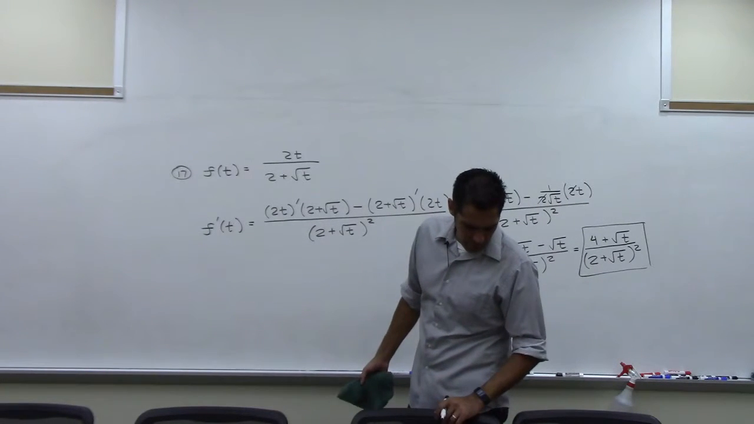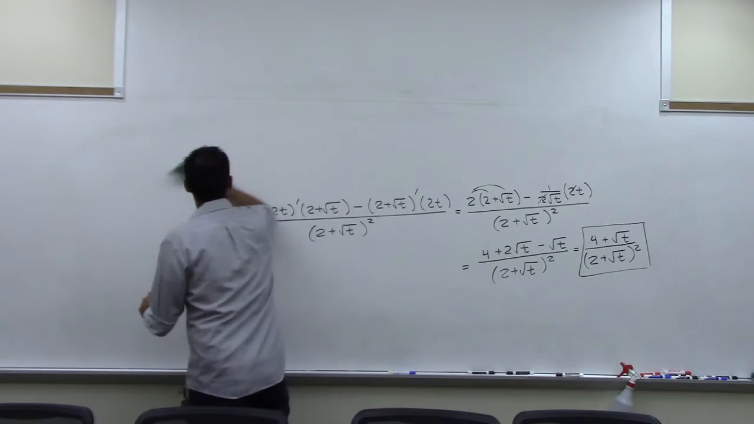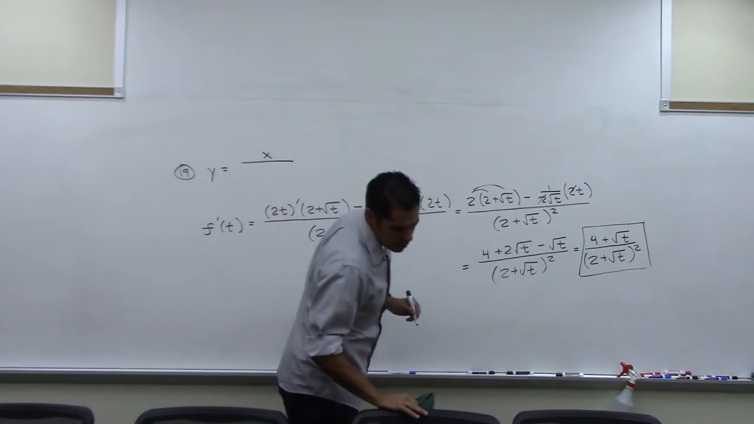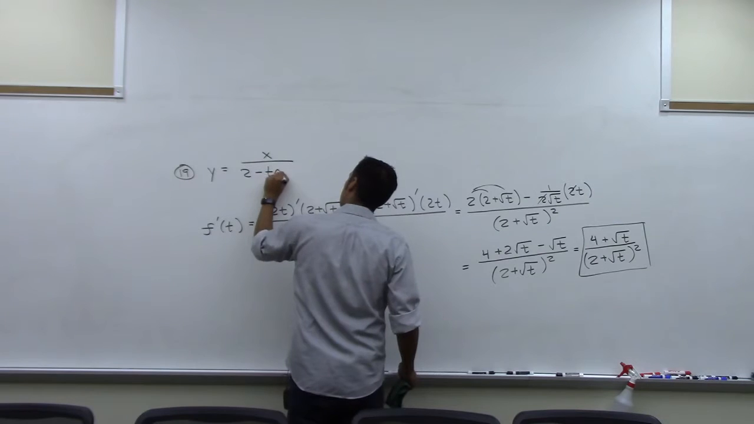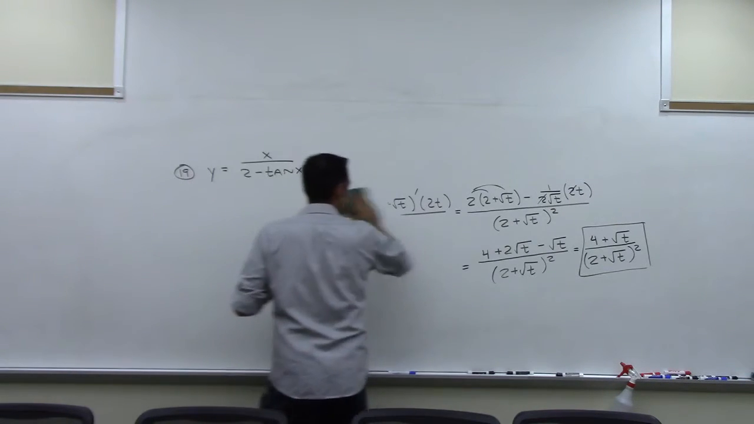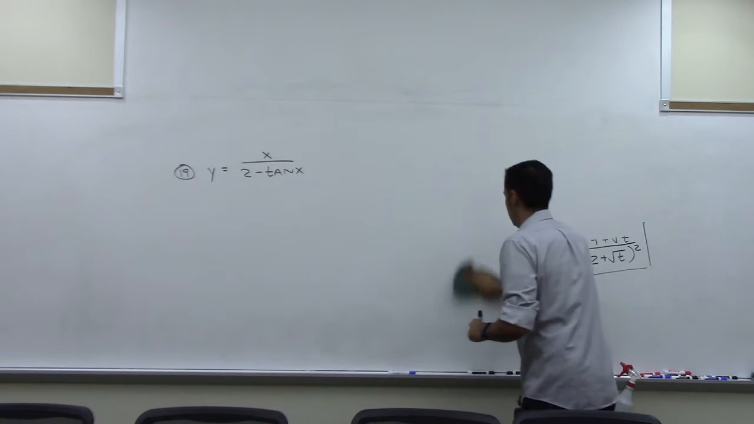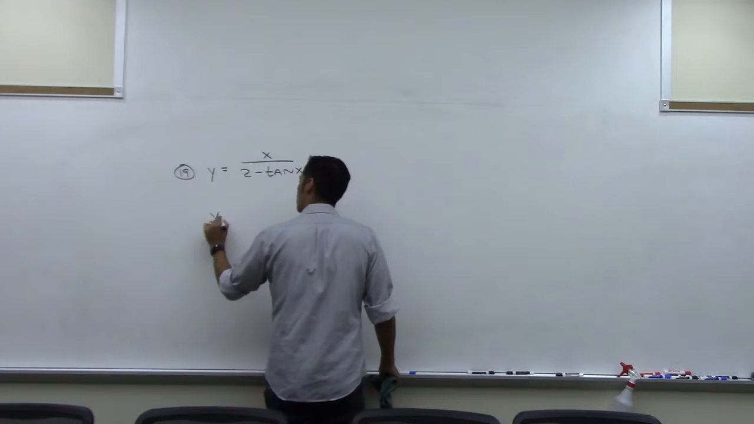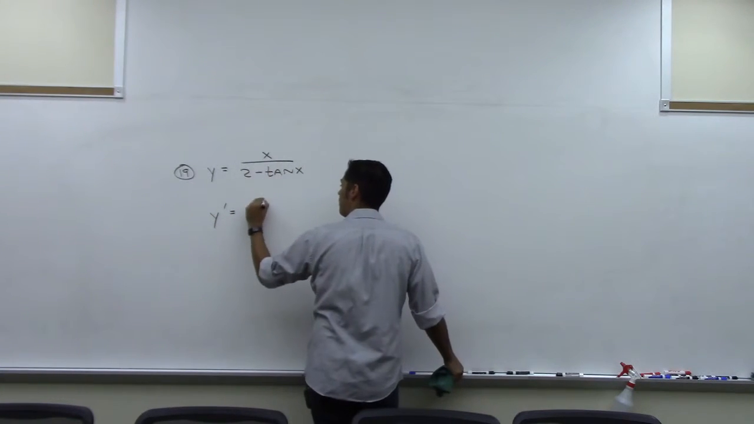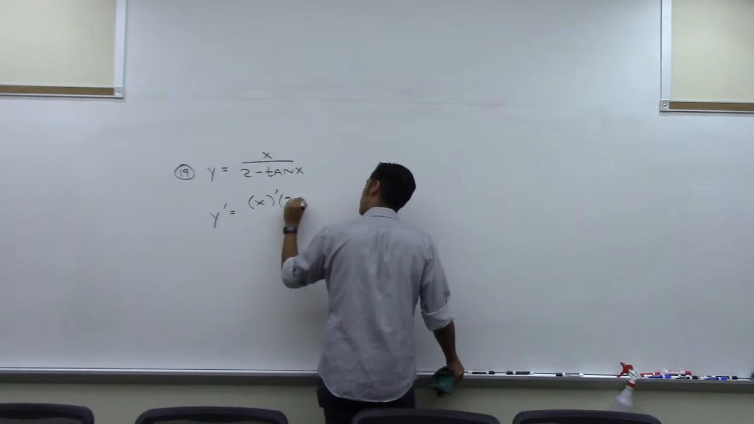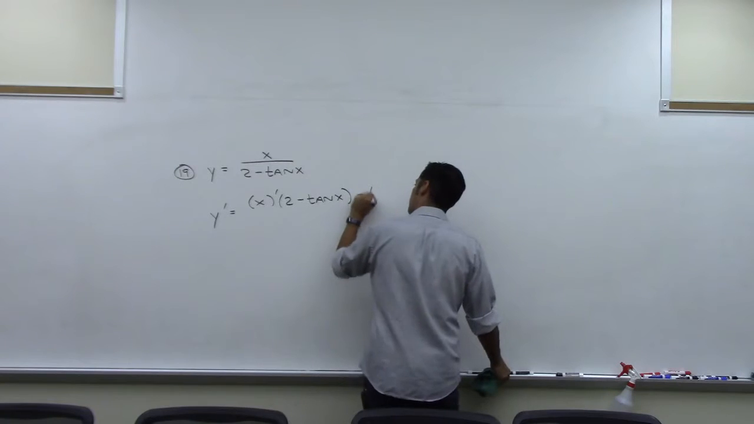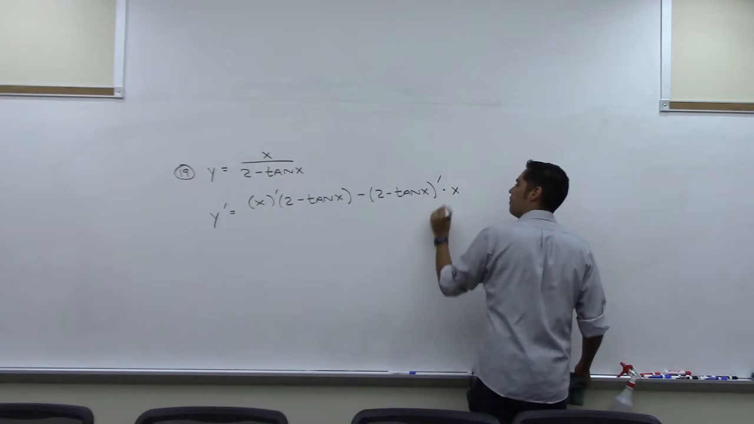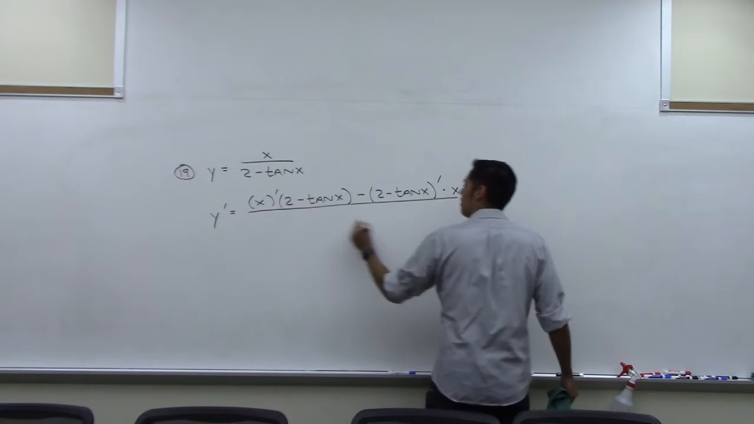Number 19, x over 2 minus tan x. Same story here. You are not allowed to split this up into two fractions. So you've got to go with the quotient rule. So the derivative of this will be the derivative of the top times the bottom minus the derivative of the bottom times the top all over the bottom squared.